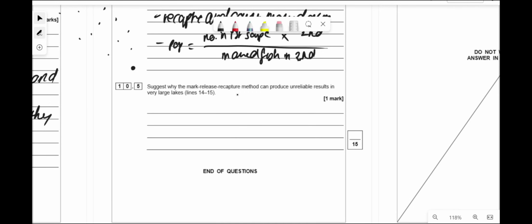So just why the mark release recapture method can produce unreliable results in very large lakes. Well, I've just said that, haven't I? So you're less likely to recapture marked fish. And therefore that makes this lower, so the population would go higher.